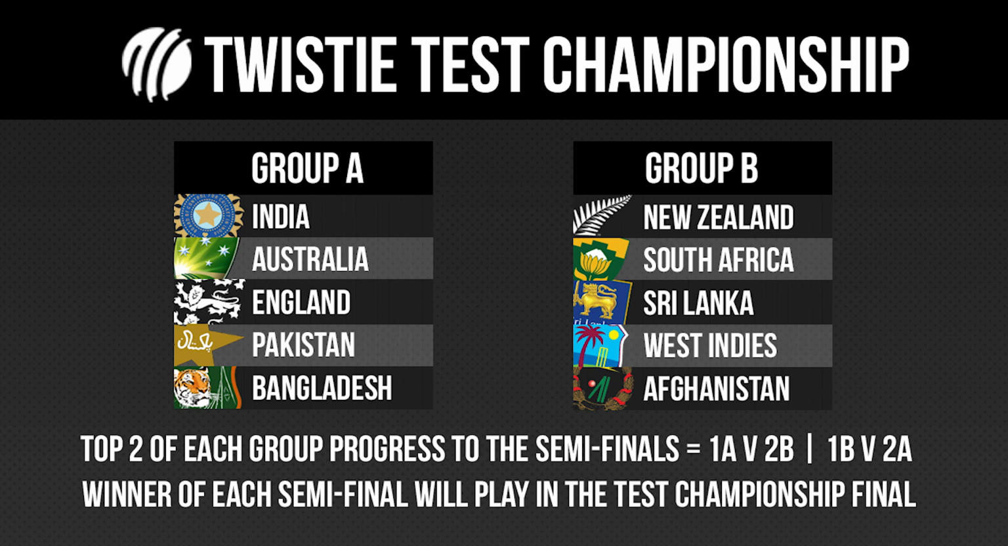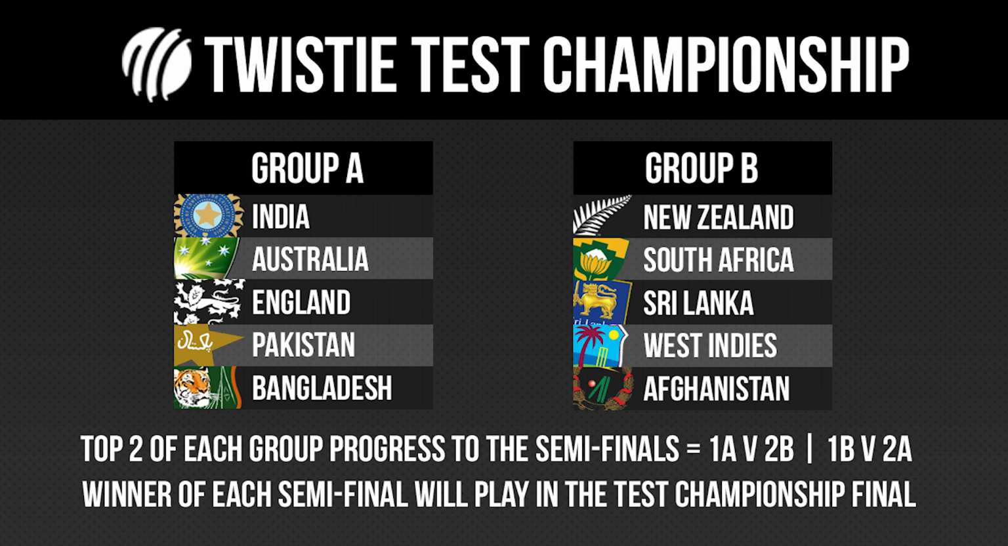So basically, there's two groups. Group A, probably the stronger of the two groups many have seen, and a few people also disappointed by a couple of other things. But Group A: India, Australia, England, Pakistan, and Bangladesh. They'll play a round robin against each other. The top two teams from that group will progress to play the top two teams of Group B, which is New Zealand, South Africa, Sri Lanka, the West Indies, and Afghanistan.